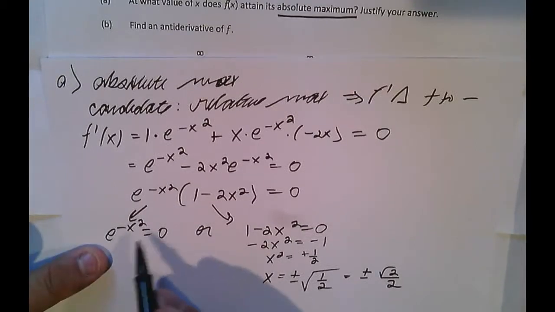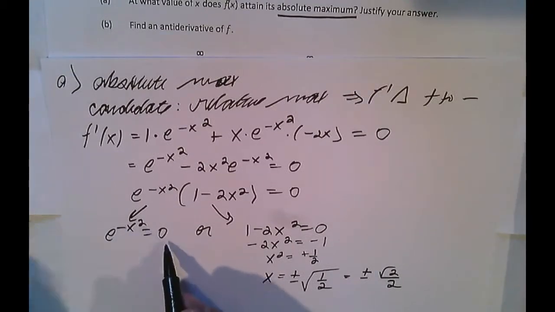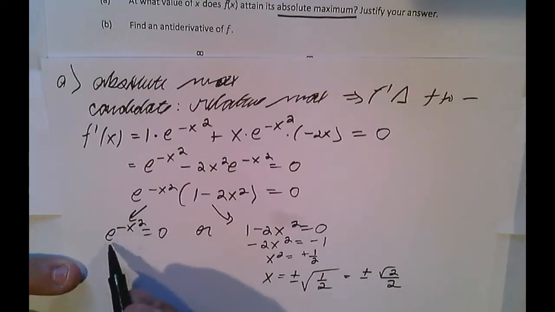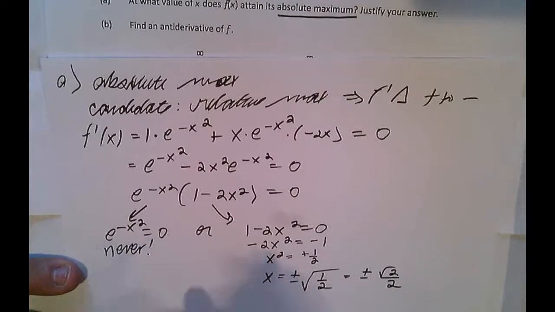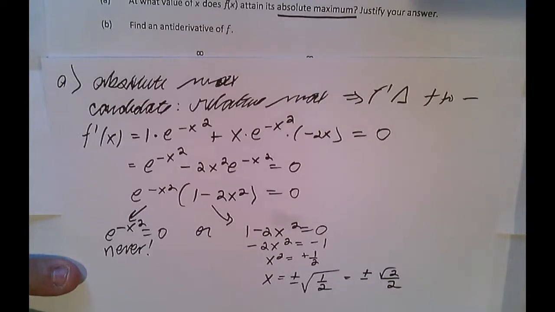Now let's come over here. e to the negative x squared is equal to 0. When is e to a power equal to 0? Never. Never, ever is e to the negative x squared equal to 0. So you've got 2 possible values on the number line that I'm interested in.